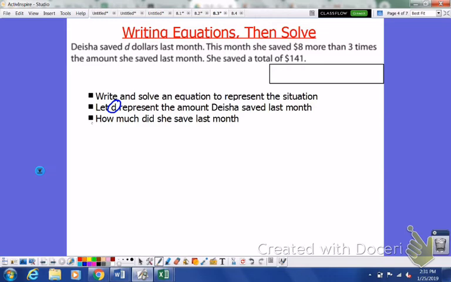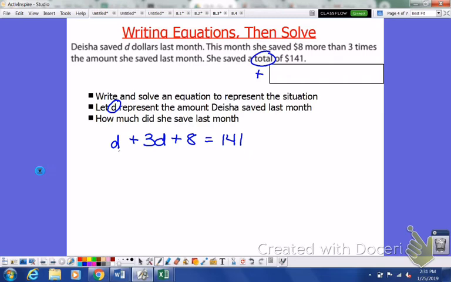And then finally, make sure you answer the question, how much did she save last month? Okay, so this month, she saved $8 more than 3 times the amount she saved last month. Well, last month she saved D, so 3 times more than, so 3D plus 8. We know she saved a total of $141. Now total here tells us we should be adding. So what are we adding? Well, this month plus last month. You have to have both months here. Equals 141.